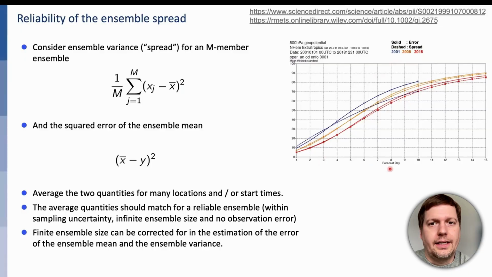And here on the right, again, a picture from our physics-based ensemble system, just to show how this spread-error relationship developed over time. We started from a rather unbalanced system and arrived at nowadays a very well tuned, or calibrated, system.